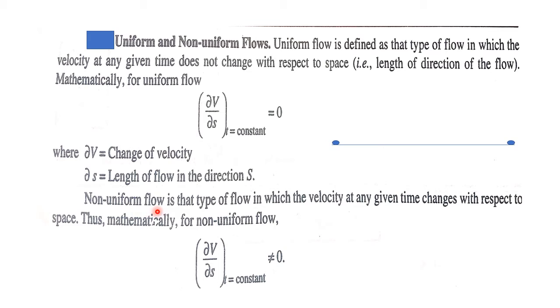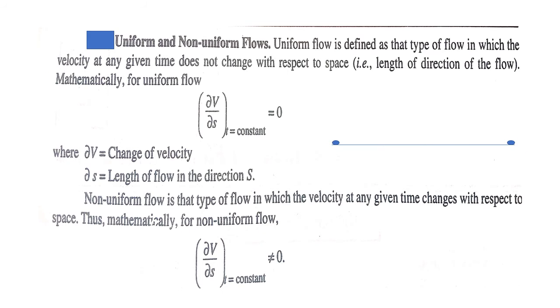Non-uniform flow is also exactly the opposite. Non-uniform flow is that type of flow in which the velocity at any given time changes with respect to space. Mathematically, dou v upon dou s is not equal to 0. That means if the velocity of the fluid particle at this end is, suppose, 5 meters per second, the velocity at the other end may be 6 meters per second or 4 meters per second, whatever it may be. Such flows are called non-uniform flow.